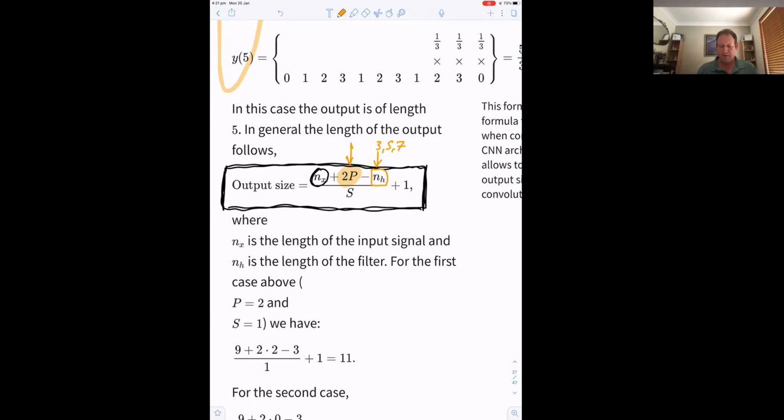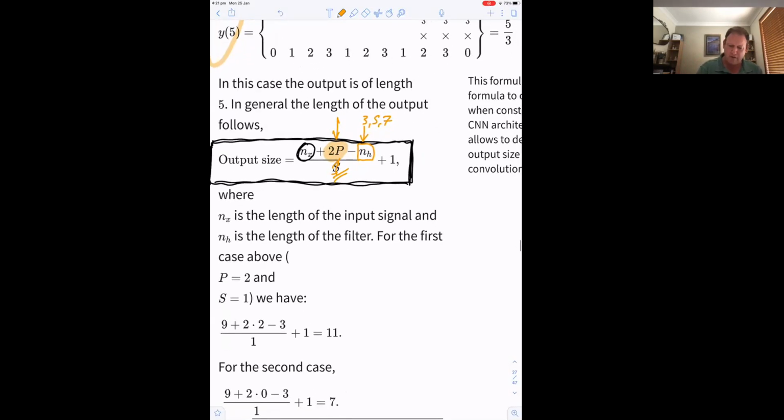And then you divide this thing by S, the stride. So if the stride is 1, you just divide by 1, and then you add 1. So in the most basic form, the important thing to see is nx minus nh plus 1. This is the formula for no padding and the default stride of 1.